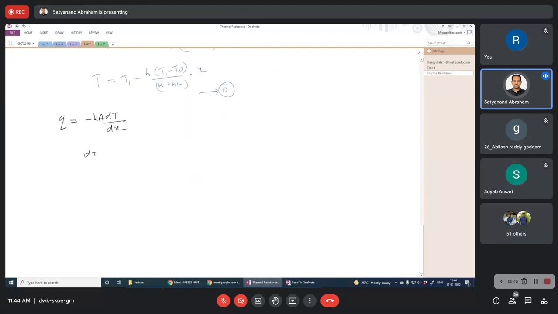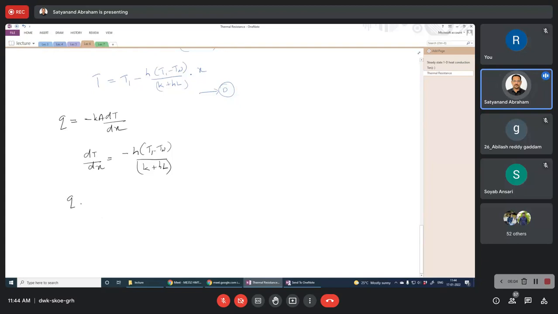dT/dx is equal to... Can anyone say what is dT/dx? It is equal to C1. C1 is actually fine, but what is C1 in this context? So h into (T1 minus T infinity) divided by (K plus HL), right? T1 has no x quantity there, so that is going to be cancelled.